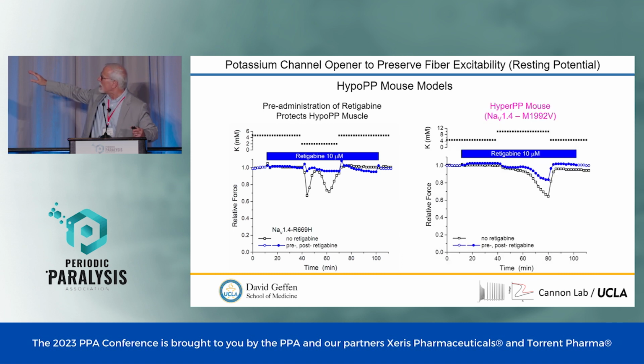And it also works in hyper-PP. So this is our hyper-PP mouse. We just did this last week. So the attack is a little odd in this one example. It starts late. That's the open black symbols. And if you pre-treat with retigabine, you can provide a level of protection.